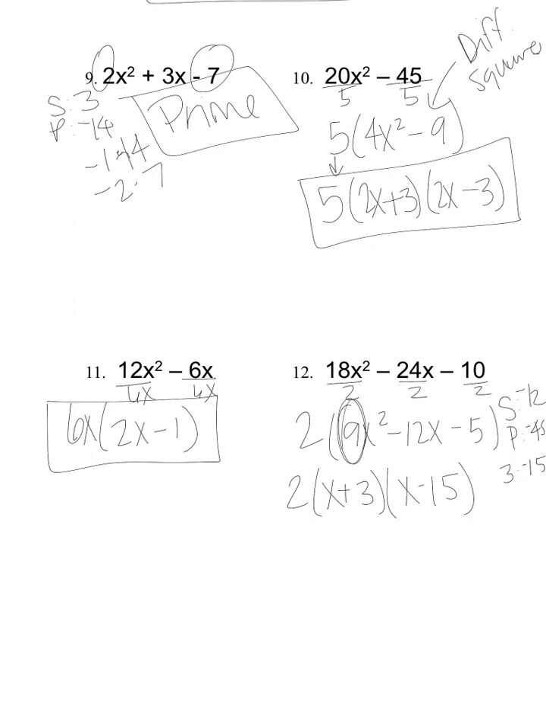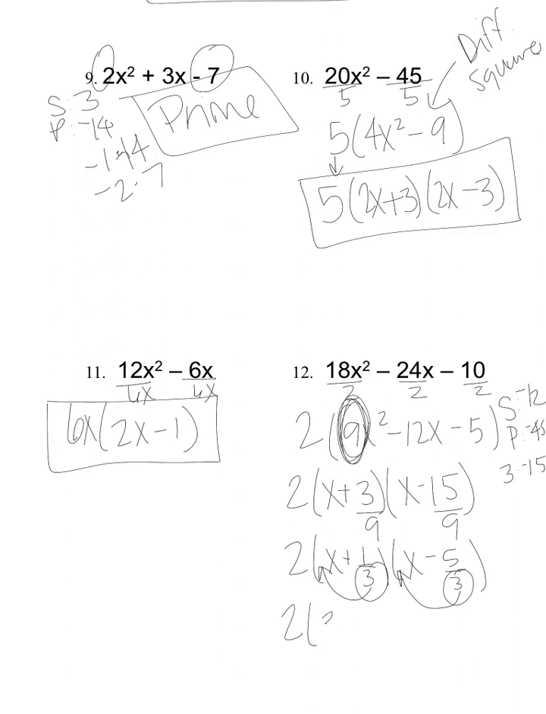Now notice, always check the number in front of x squared. It's 9. So I'm going to divide each one of those by 9. And then we'll reduce. So that would be x plus 1 over 3 and x minus 5 over 3. Once we reduce, then we can swing. So that denominator swings in front of that variable, and then that denominator swings in front of that x. So that's 2, and then 3x plus 1 times 3x minus 5.